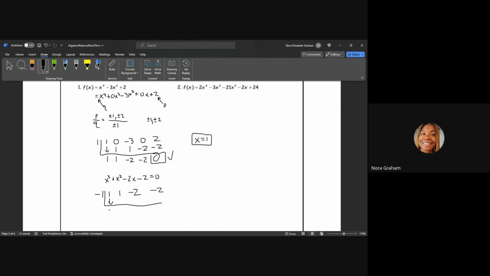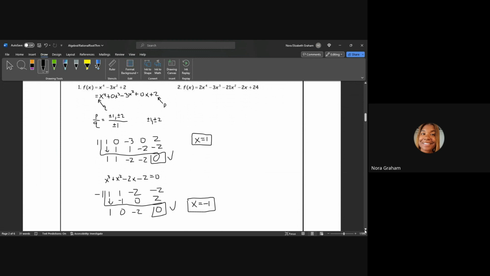I drop my first one down. That's 1. 1 times -1, that's going to be -1. -1 plus 1 is 0. 0 times -1 is 0. -2 plus 0 is -2. -2 times -1, that's going to give me 2. And I get 0, which is check. Okay. Gold. So then I also know that x equals -1 is also a root. All right.